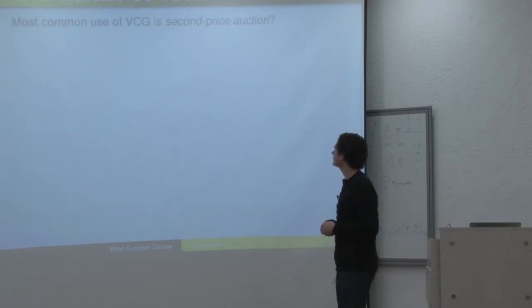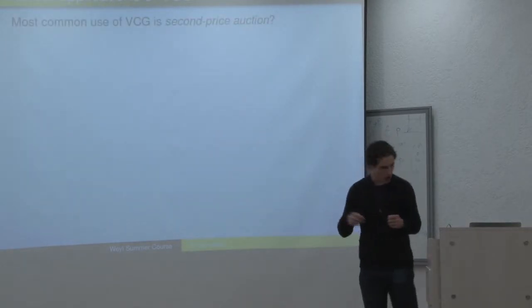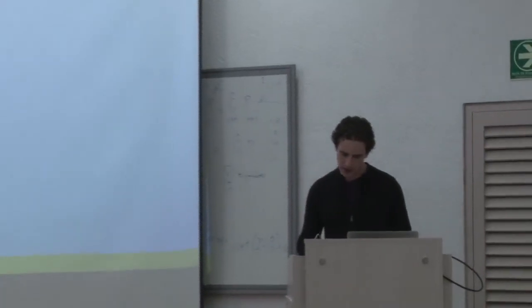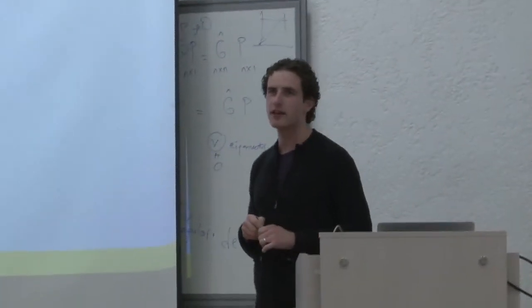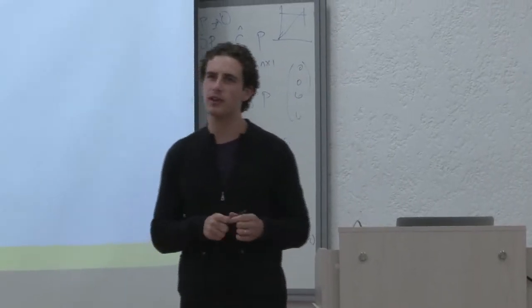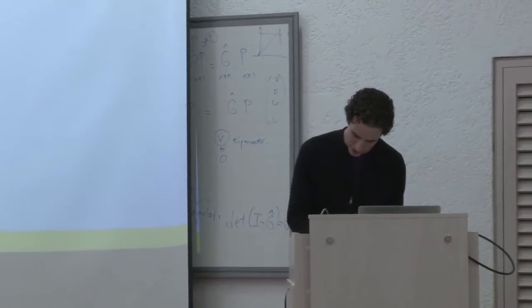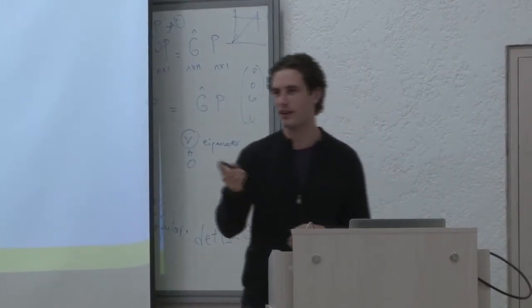Okay. So the most common form of the Vickrey-Clarke-Groves mechanism in practice is the second price auction. Gabrielle, could you tell me what the second price auction is and how it relates to, no. Does anyone else want to try to describe the second price auction and how it relates to this?